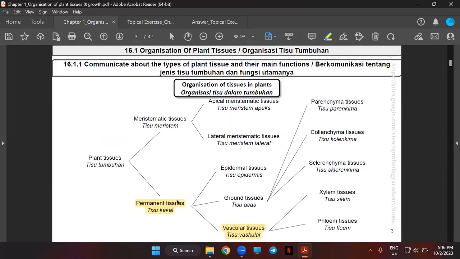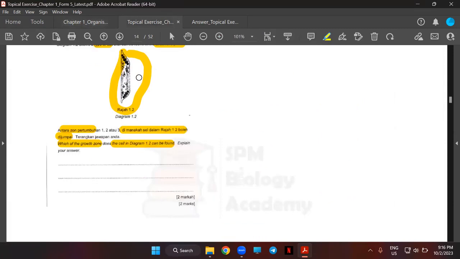What is vascular tissue? Permanent tissue, tisu kekal. Bagaimana tisu kekal terbentuk selepas? How are permanent tissues formed after it undergoes...? Ya, Arisha, betul. Differentiation. Prahashinya, betul, tepat sekali. So, balik ke soalan. Oleh kerana xylem ialah sel kekal, permanent tissue, dia sudah mengalami differentiation.